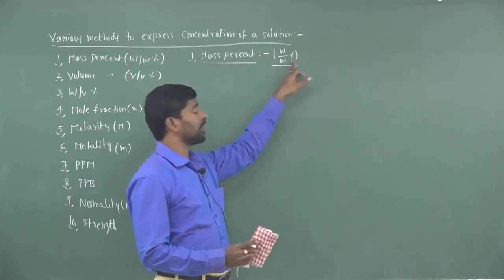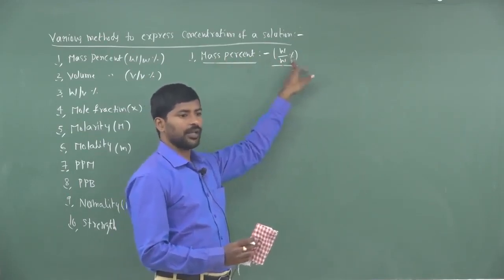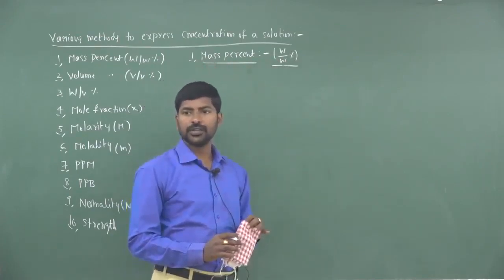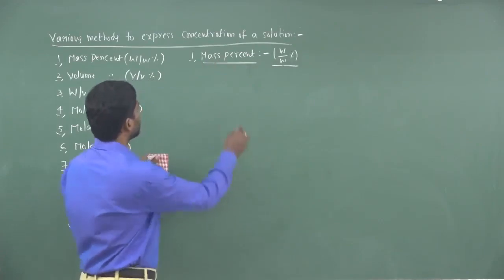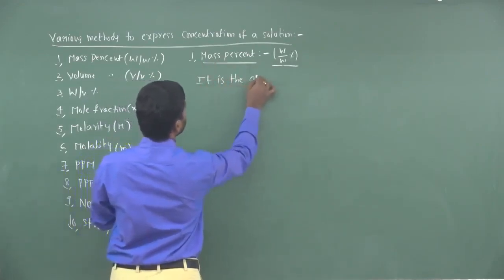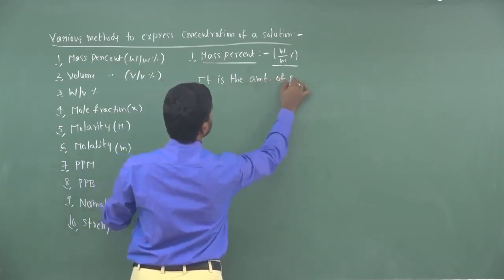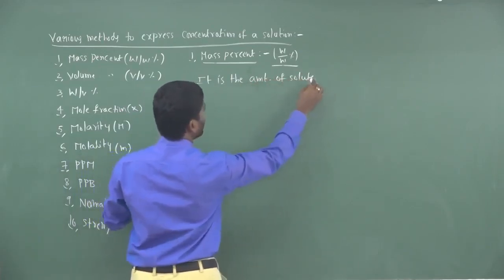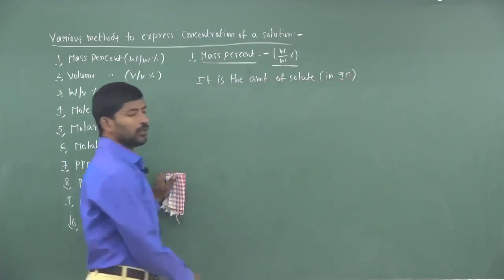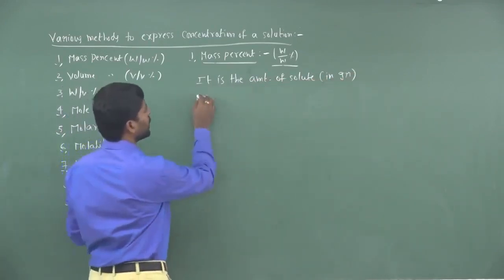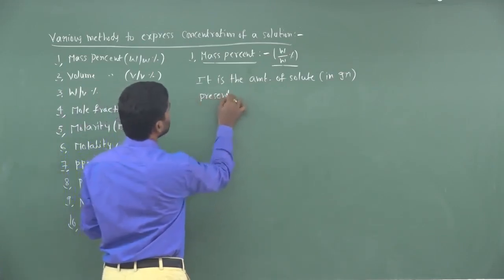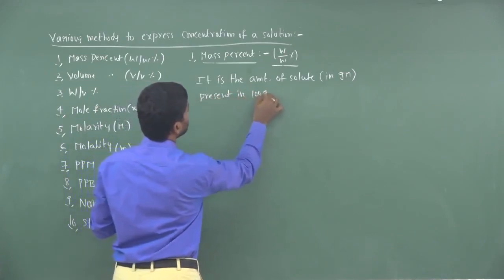We have to take 100 grams of solution. Percent means in 100 grams of solution, how many grams of solute are present? That is called mass percent. It is the amount of solute in grams present in 100 grams of solution.